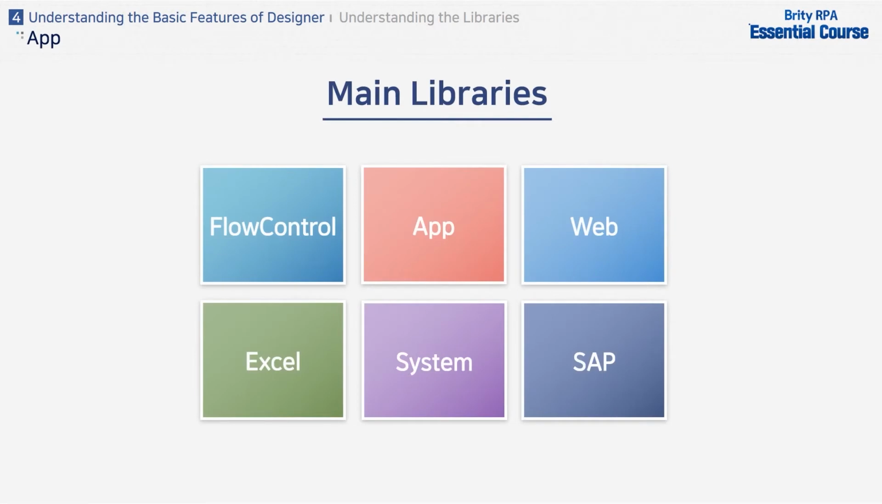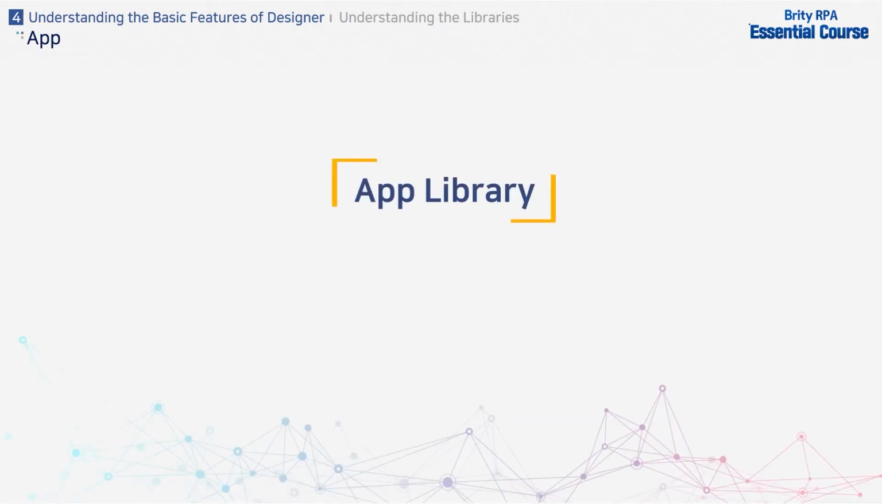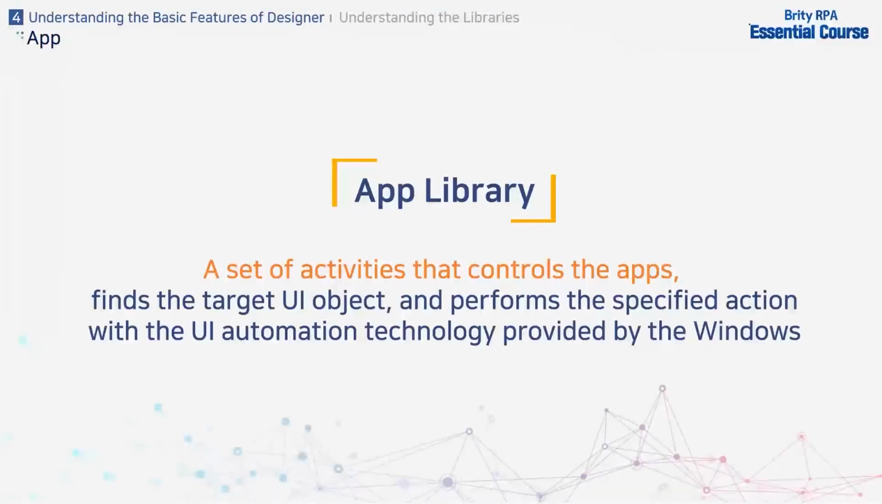Now, let's look at the activities in the App Library. The App Library is a set of activities that controls the apps. It identifies the UI object on the screen with the UI automation technology provided by Windows, finds the target UI specified by the user, and performs the specified action.